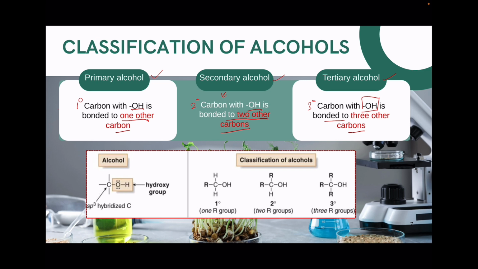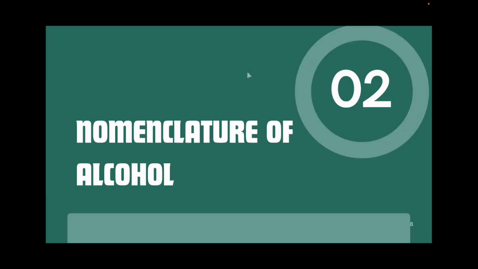This classification is very important because it determines how the alcohol reacts, especially in oxidation and dehydration reactions later. So these are the general formulas for the primary alcohol, secondary alcohol, and tertiary alcohol. Now we move to the nomenclature of alcohol.